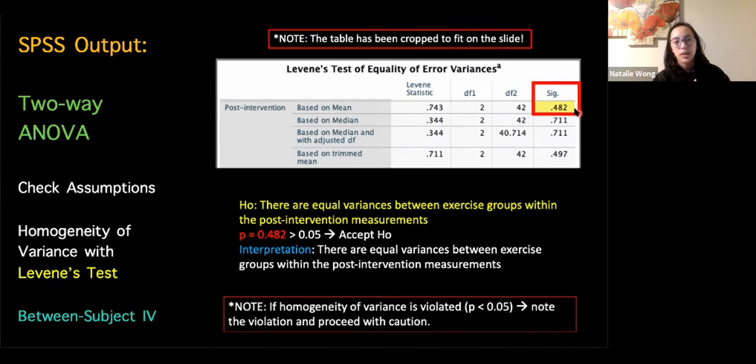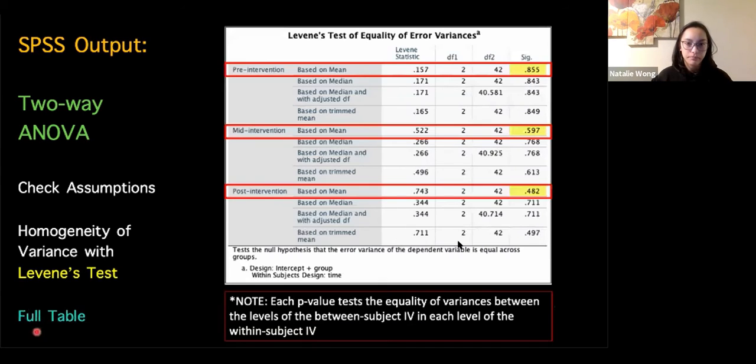Okay, so I think I mentioned this in the activity video, but as long as you write the p-values for each one, so you would report p for the pre-intervention was 0.855, 0.597 for mid, 0.482 for post. Okay. So as long as you include all of those p-values in your interpretation, if you combine everything in one interpretation, that's fine. Just make sure your p-values are listed.